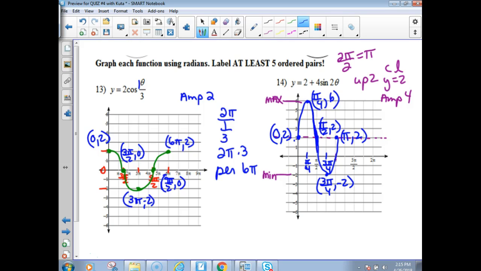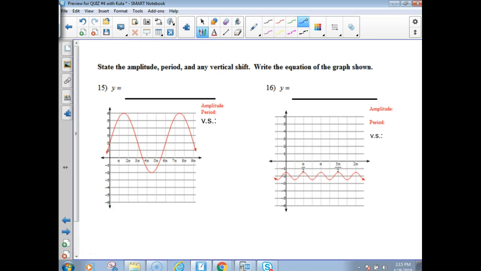Like that, I lost the smoothness of my graph. Oh well. Then we have number 2, where you have to write the equation. This is worksheet 32. If you don't understand this or you really don't know what to do with these, you better start looking at that worksheet. State the amplitude, period, and any vertical shift. Write the equation of the graph shown.